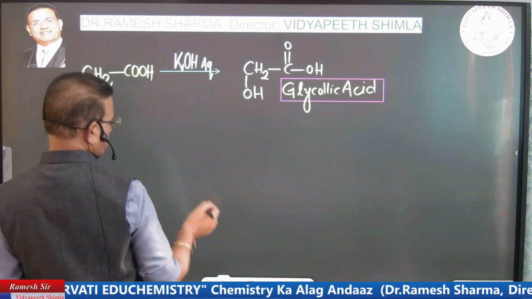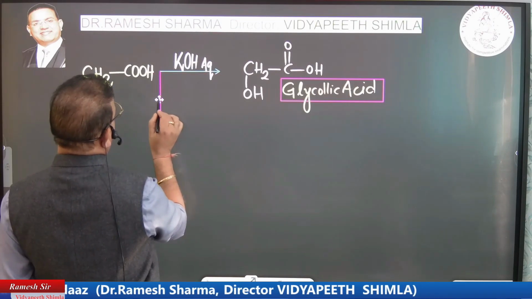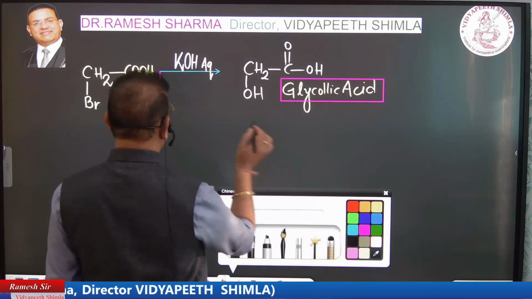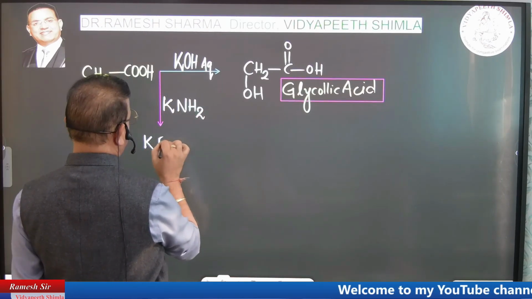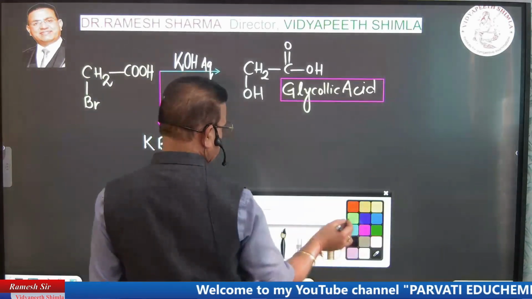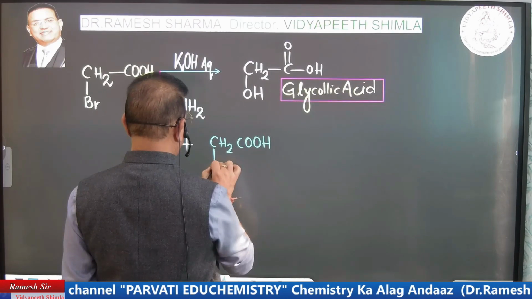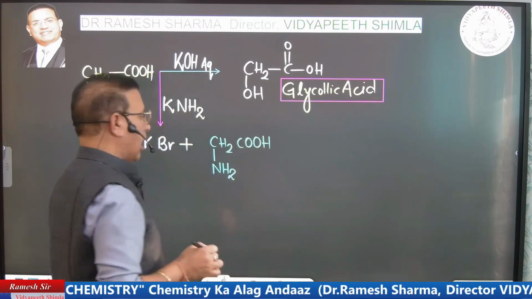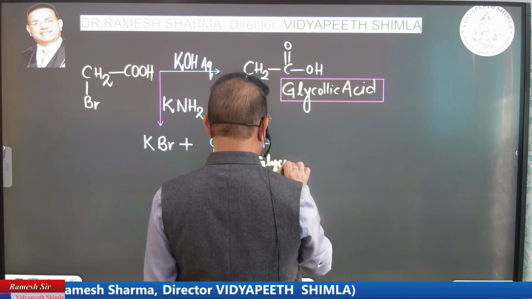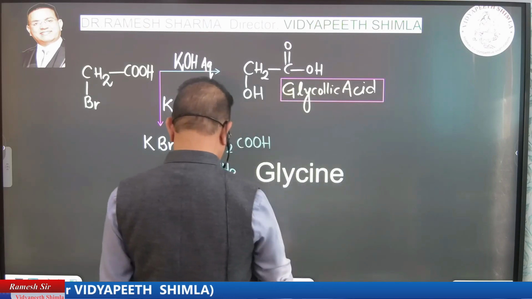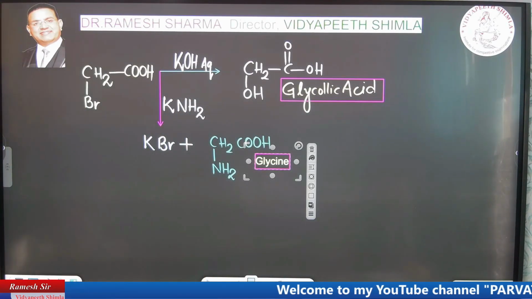The substitution of this can be done with, let us say, you treat it with ammonia, or you treat it with KNH2, you will be getting KBr plus CH2(NH2)COOH, and this is alpha aminoethanoic acid, which is the simplest amino acid, glycine, and is the only amino acid who is optically inactive.